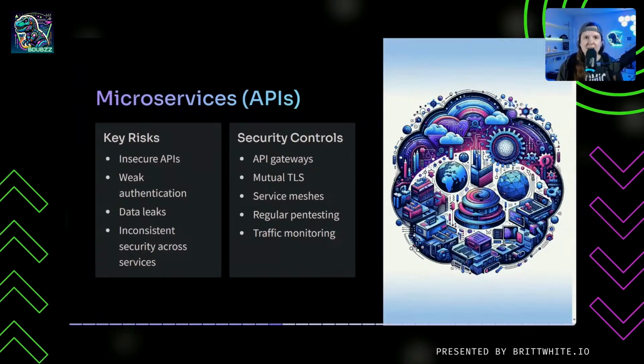But more pieces, that's more chances for trouble. So, what's the risk? Insecure APIs are like unlocked windows.